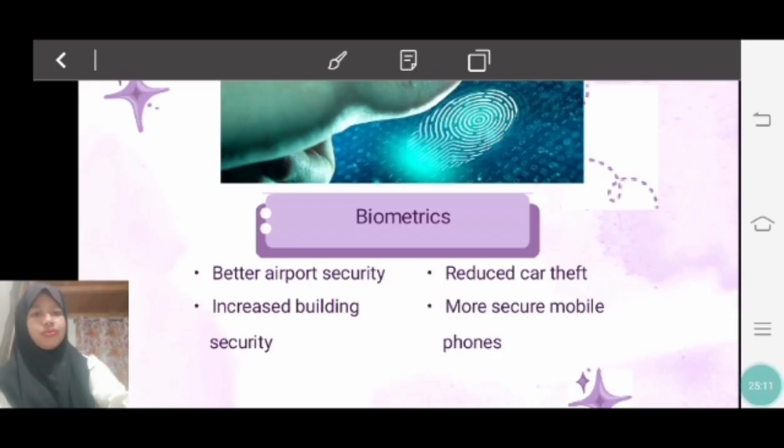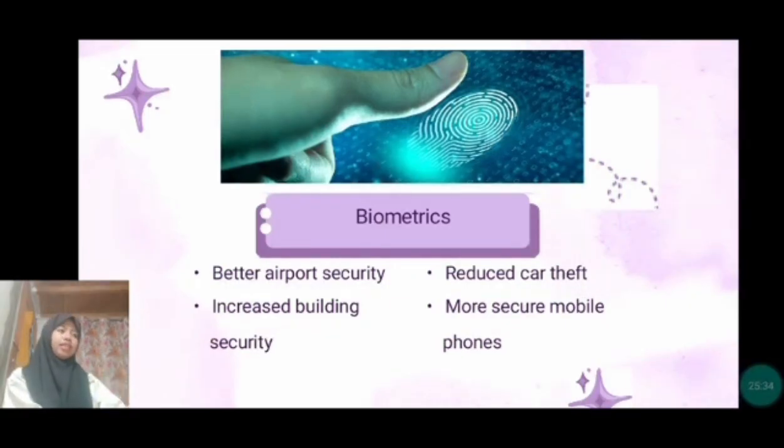So the last one is more secure mobile phones. Smartphones use biometrics like fingerprints. We have this on every phone nowadays to unlock devices. This keeps personal data safe because only the owner can access the phone.